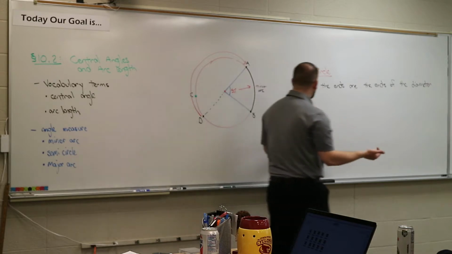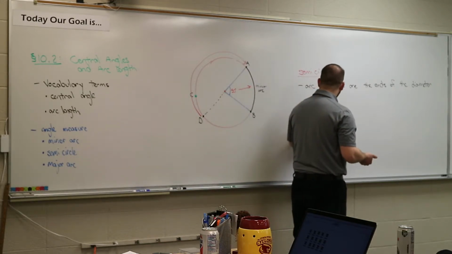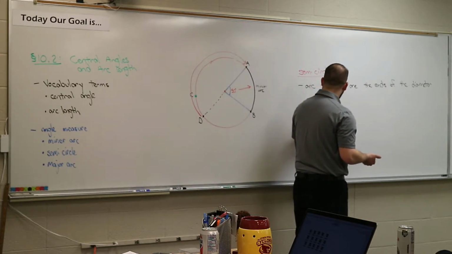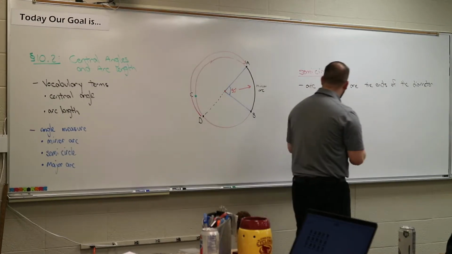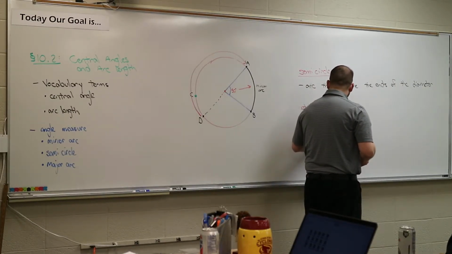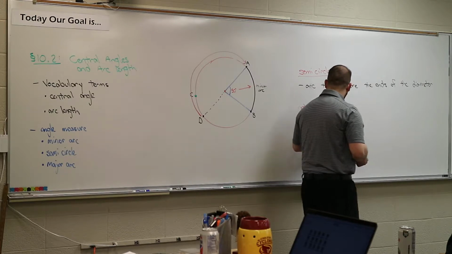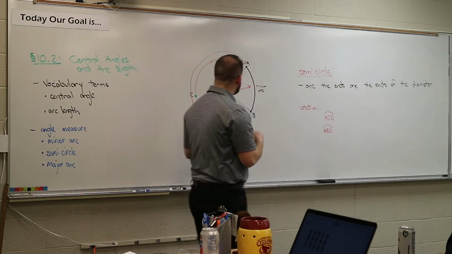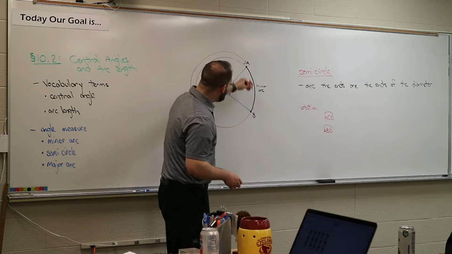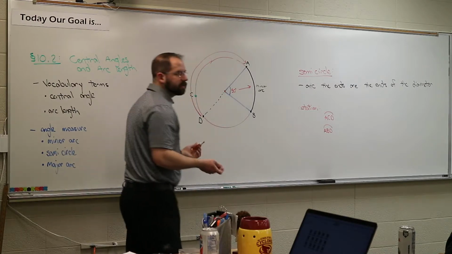You have to use 3 letters. So you could say it's A, C, D. It could be that, or it could be the other way around, which is A, B. Those are the same thing, because if it's a true semicircle, this actual path is the same distance.